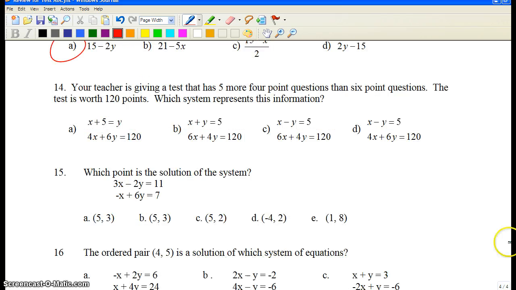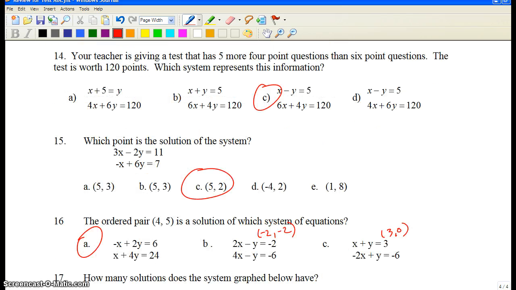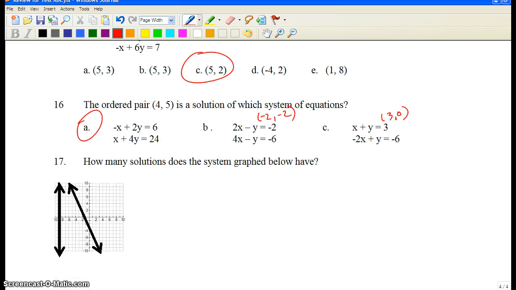Next one. Alright guys, so here's the answer to 14 through 16, just multiple choice questions. It goes C, C, A, and let's take a look at the last one. How many solutions does this graph have? Well, those lines keep going out forever. They're going to cross in one spot.